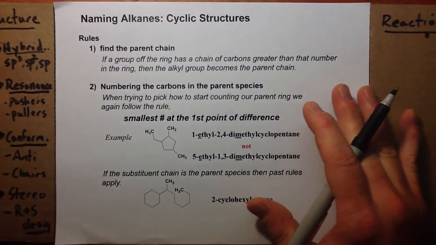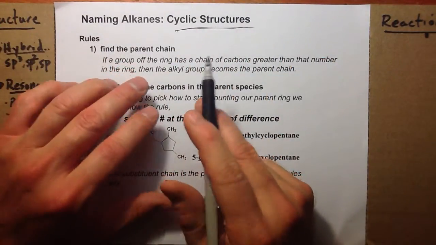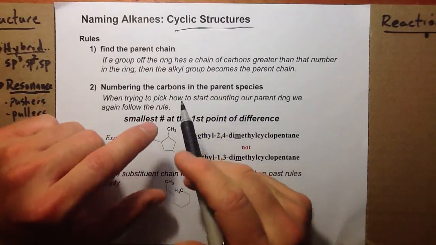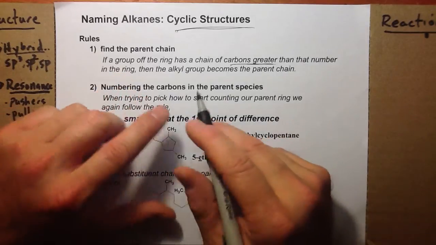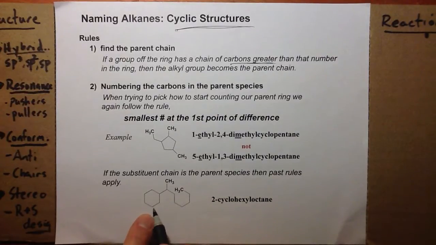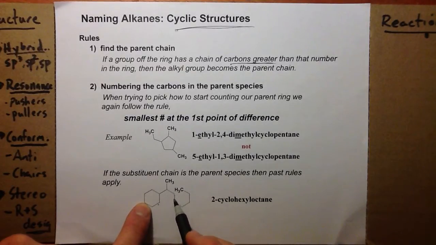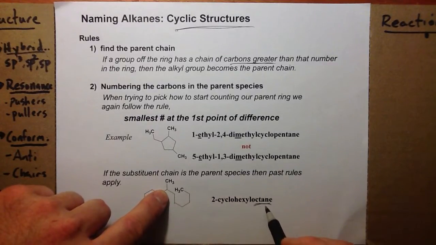Just want to mention what we do if we have ring structures. For ring structures or cyclic structures, find the parent chain, and usually it's the ring, but if the group off the ring has a chain of carbons greater than the number in the ring, then the group off of that ring becomes the parent. An example of this is cyclohexane here, 1, 2, 3, 4, 5, 6. The group off of the cyclohexane has more carbons, 1, 2, 3, 4, 5, 6, 7, 8. So this becomes the parent, octane, and the cyclohexyl group is off of the second carbon in. So we have 2-cyclohexyloctane.